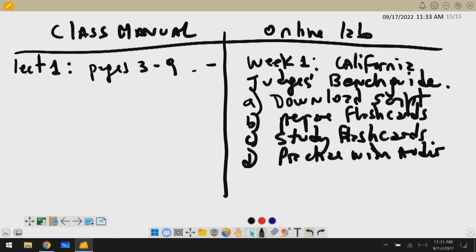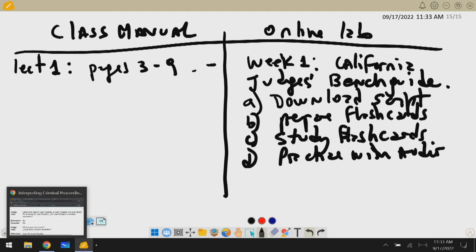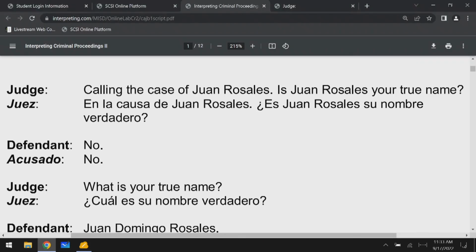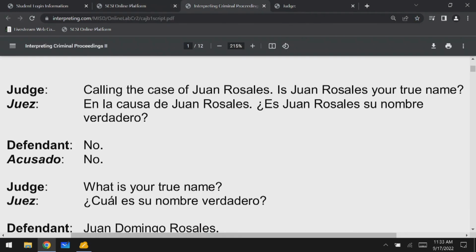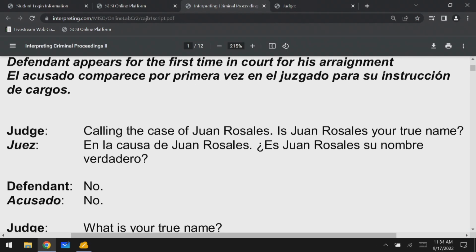And then once you know them, obviously you should know all that terminology. Then I'm going to go back to this, so if you didn't write all of it, don't worry about it. Then what you need to do is, you're in the lab now, you just press this button and you start interpreting. It's going to be exactly the same thing, interpreting simultaneous, obviously. It's going to be exactly what you see on the script. It's going to start by saying, "Call in the case of Juan Rosales. Juan Rosales, your true name."